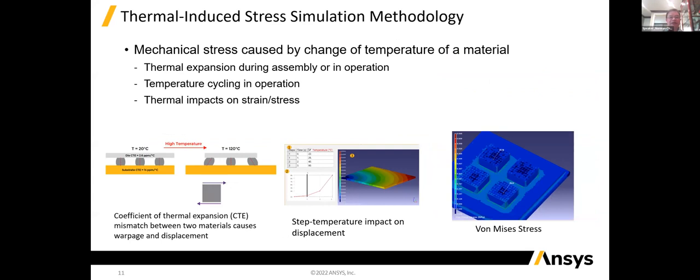The other problem is the thermal induced stress. Because of the different materials, they have different coefficients of thermal expansion. On the bottom left, the silicon has 2.6 ppm per degree, and the substrate or the packaging has 14 ppm per degree, including the PC board material.